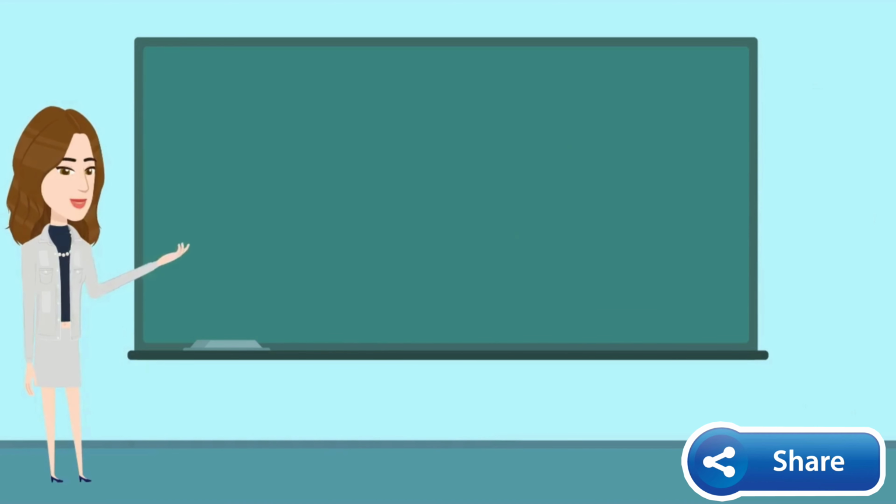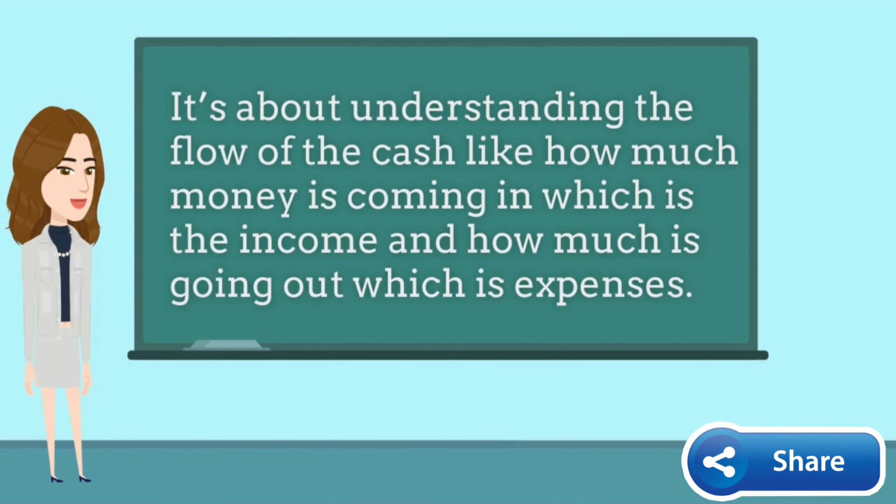Managing cash flow. It's about understanding the flow of the cash, like how much money is coming in, which is the income, and how much is going out, which is expenses. Ensuring you have enough cash on hand to handle your obligations. It's about managing the business finances responsibly. Understanding your cash flow in and out allows you to make informed financial decisions. You can see where your money goes, identify areas of improvement, and plan for the future.